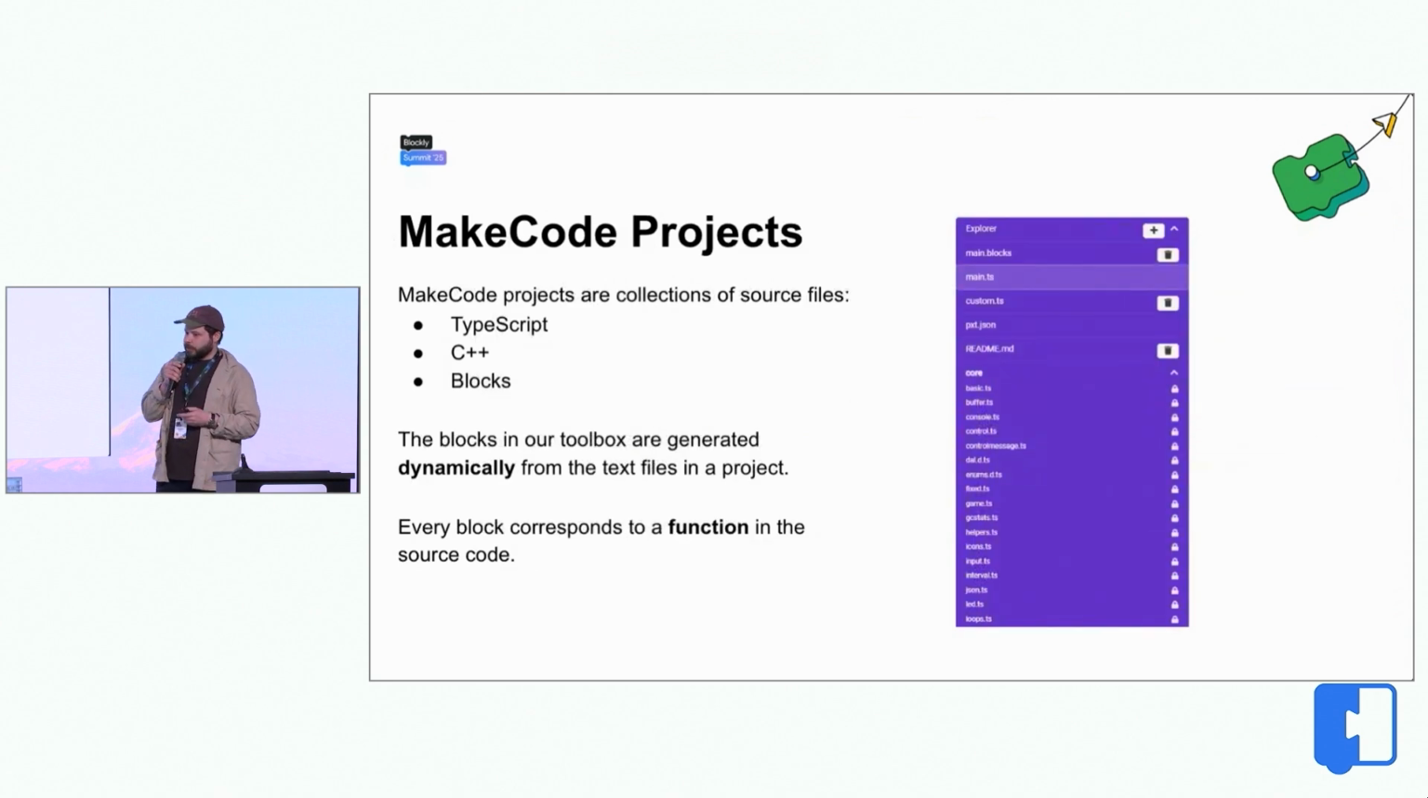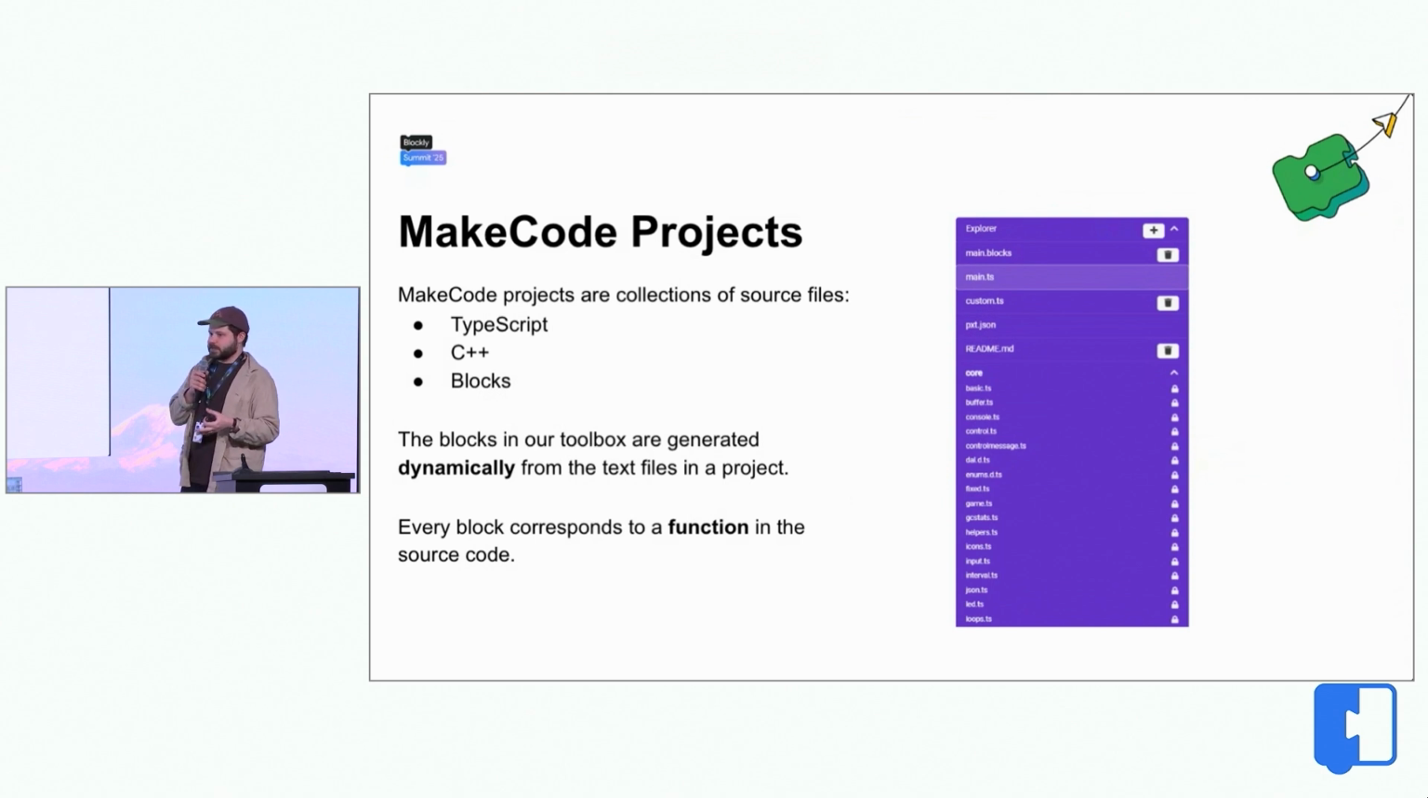Before we get into how the localization works, we have to talk a little bit about how MakeCode projects work. Most people interacting with MakeCode just have a blocks file and some text files that they're editing, but really they work like any coding project, where you have a bunch of different source files behind the scenes. We have TypeScript, C++, and blocks. All of the blocks that show up in our toolbox and in our workspace are generated dynamically from the text files in a project, which is great because it makes MakeCode very flexible for adding extensions. But it also means that every block corresponds to a function in the source code.